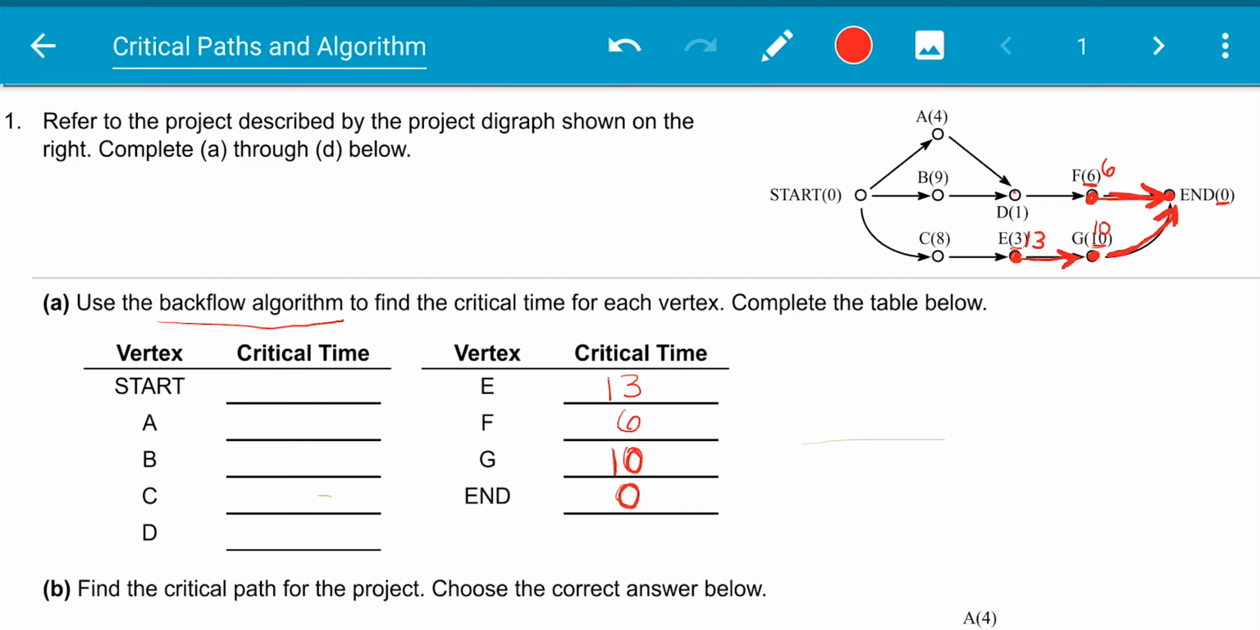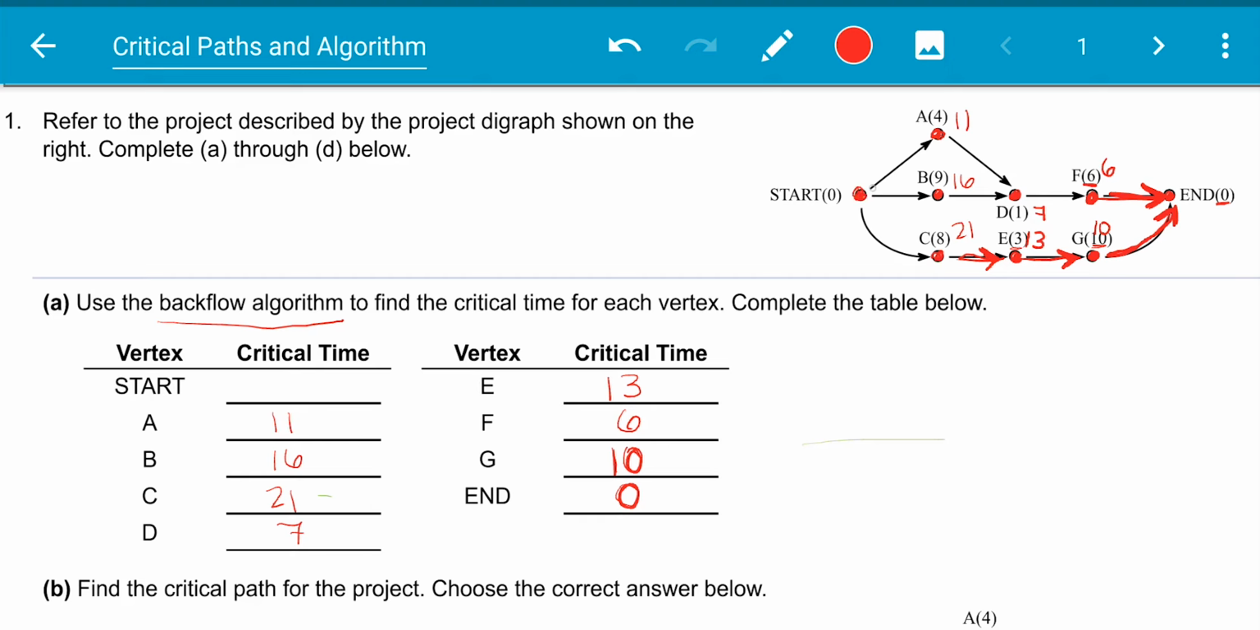Now we're going to move on to D. From D, we're going to do 1 plus 6, so the critical time for D is going to be 7. For C, we have to go from C to E to G to the end, so we're going to do 13 plus 8, which gives us 21. And then from B, we're going to go 9 plus 7, so we're going to have 16. And then from A, we go from A to D to F to the end, so we're going to do 7 plus 4, which gives us a critical time of 11.